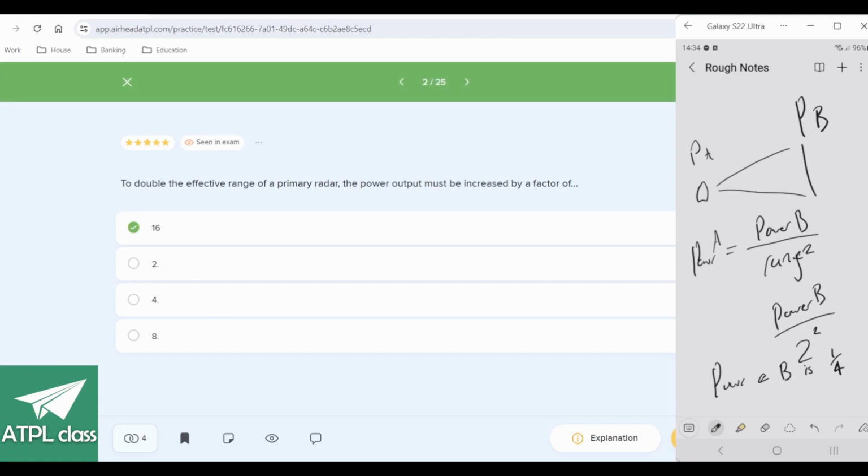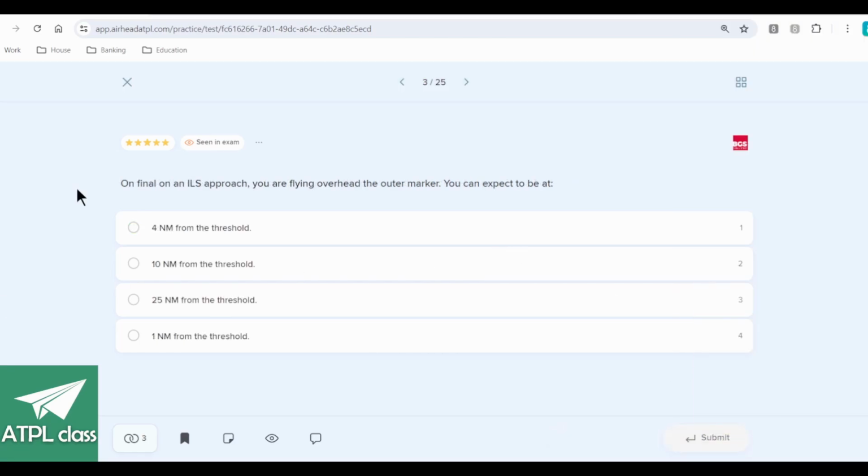Correct. On final, on an ILS approach, you're flying overhead the outer marker, you expect to be at... So it's outer, middle, inner: 4, then 1, then 0.3 from memory. So 4 nautical miles is the outer.